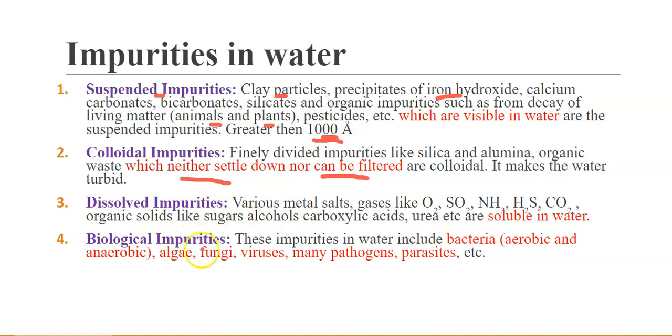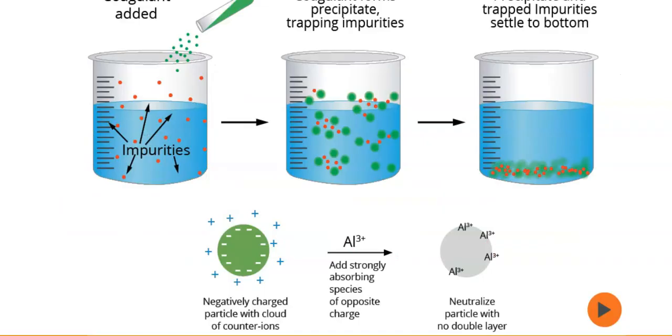Next is biological impurity. These impurities in water include bacteria, which can be aerobic or anaerobic, algae, fungi, viruses, many pathogens, parasites, etc. So these are the four types in which impurities in water are broadly classified: suspended, colloidal, dissolved, and biological.